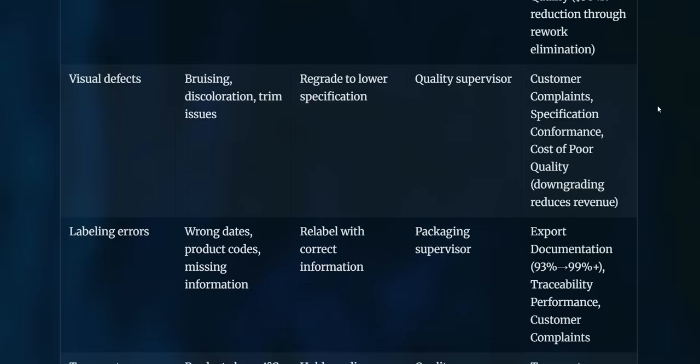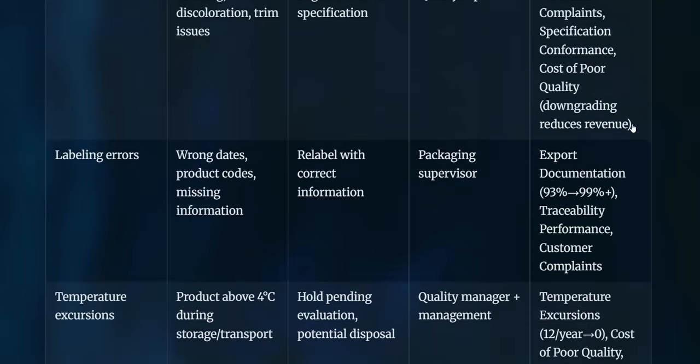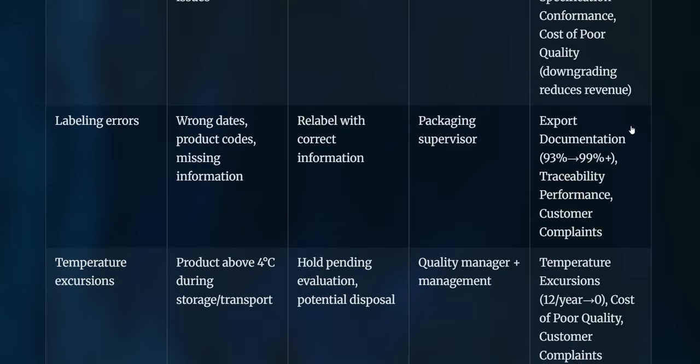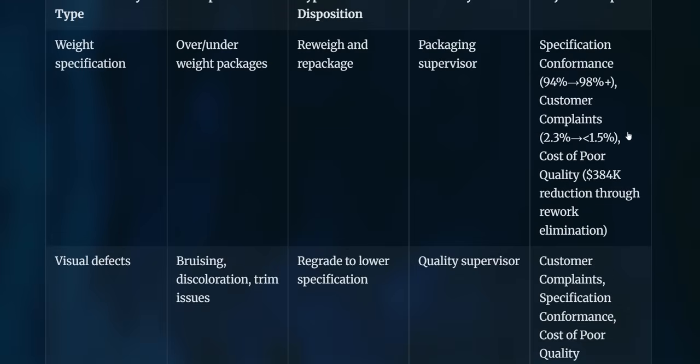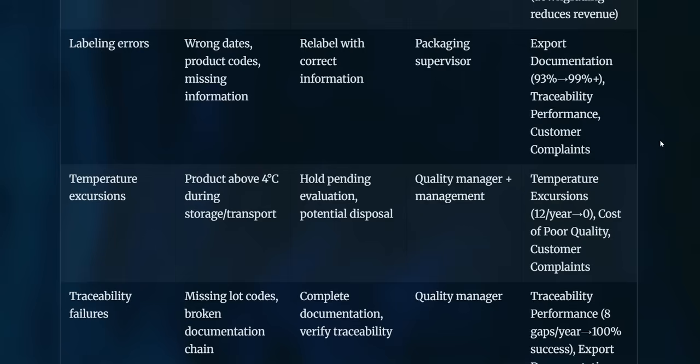Now, the other type of nonconformity is labeling error. Examples of this are wrong date, product code, missing information, wrong language, and all that. The typical disposition here is relabel with correct information, and the decision authority here is the packing supervisor. Our objective impact here is export documentation accuracy improvement, traceability performance, and customer complaints reduction.